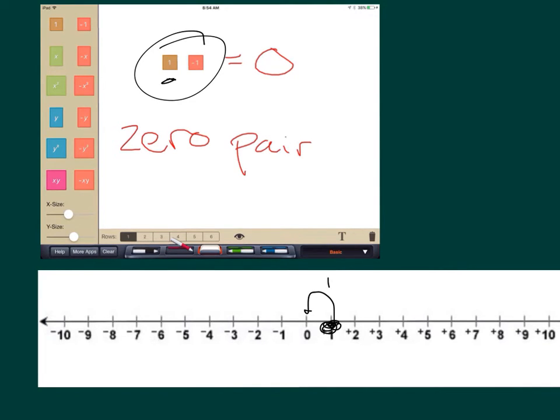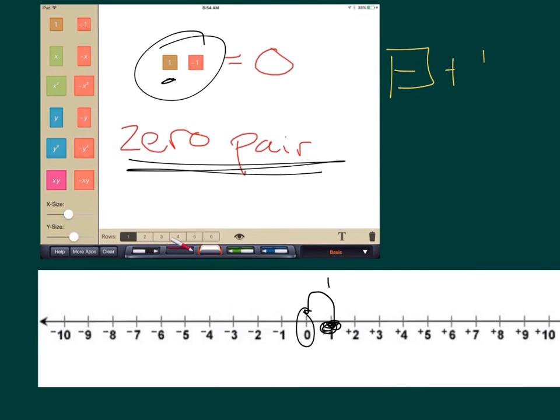So I'm going more negative, I'm adding 1 negative, and that gets me to 0. So now these together are called a zero pair. What I would like you to jot down in your notes would be something like this: 1 negative plus 1 positive equals 0.